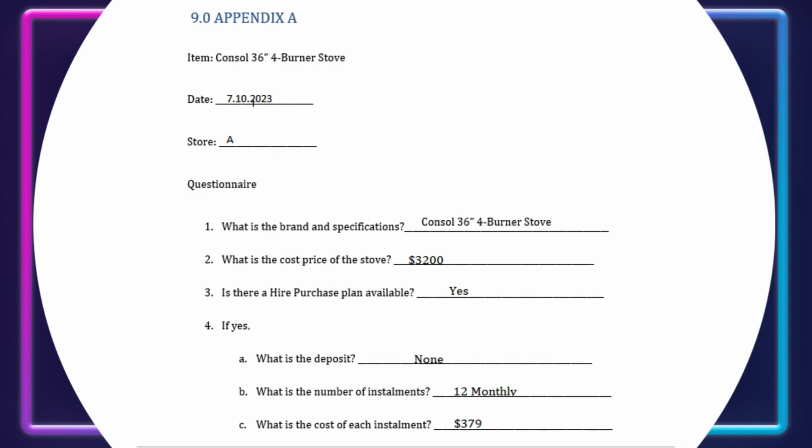Here is a sample of the questionnaire used to collect data at Store A. The questionnaire must include the actual information or raw data you collected. It can be handwritten and then scanned, or it can be typed and then scanned. For this type of project, you must have the raw data from all 3 stores attached in the appendices.